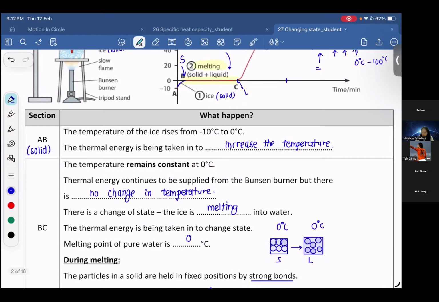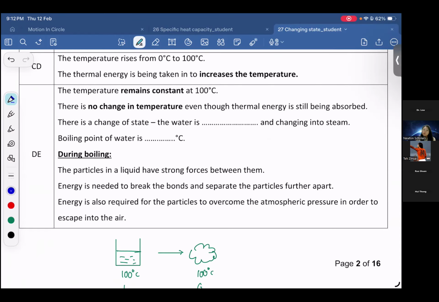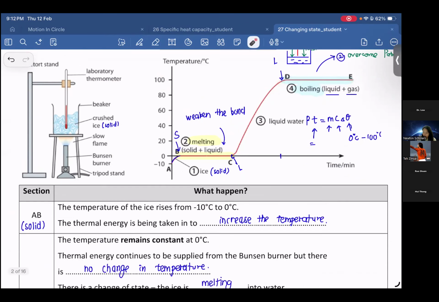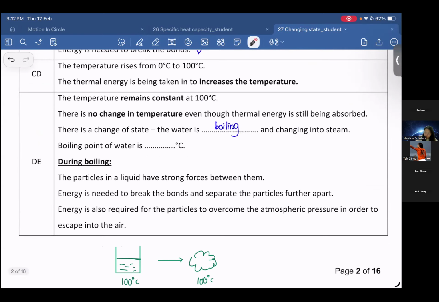Okay, so for this part, although the heat energy is still supplied, there is no change in temperature because they use the heat to change the state. So water right now is boiling and it changes to steam. At what temperature will it boil? This part is the boiling part, at 100 degrees Celsius. So we write down 100 degrees Celsius, it will boil.